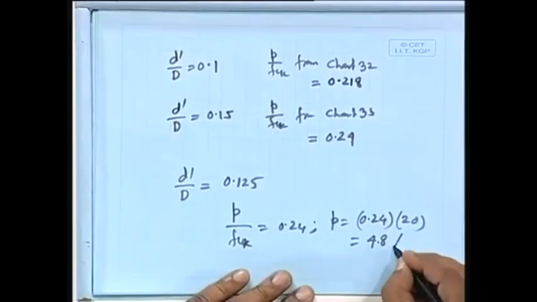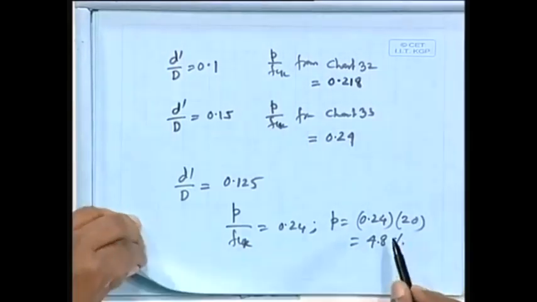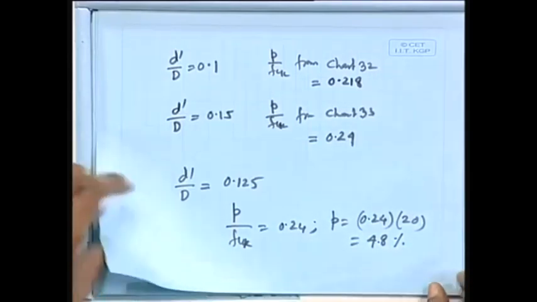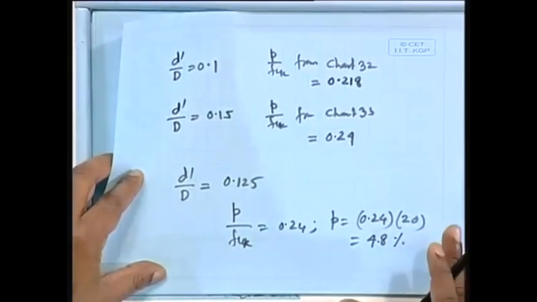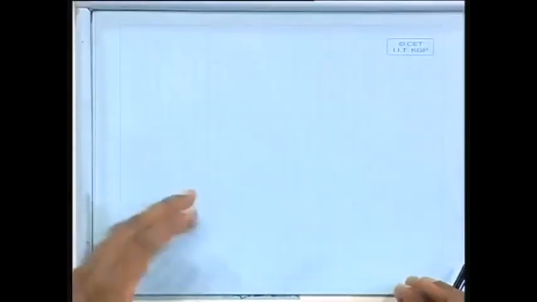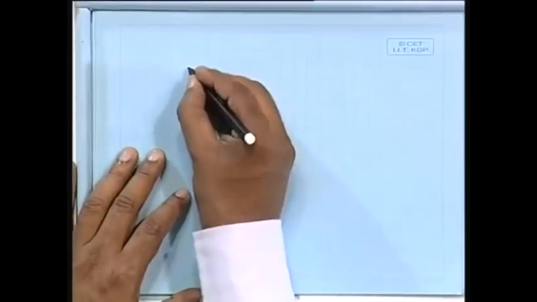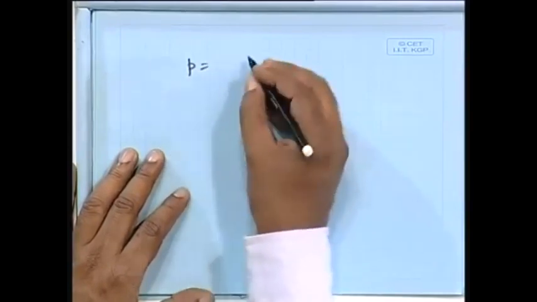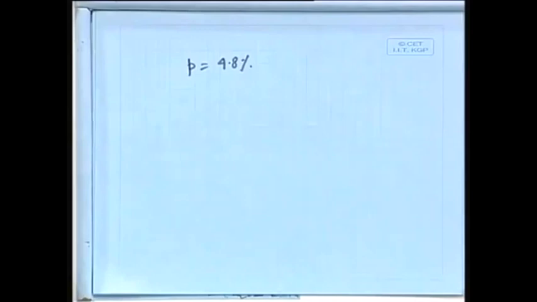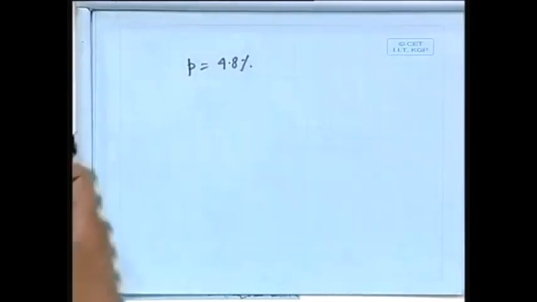So if we get this particular one, say 4.8 percentage, it is quite high. I generally do not prefer this much of steel. Anyway, let us find out what the difficulty is, how it can happen. So p equal to 4.8%. Let us find out what difficulty we will face.